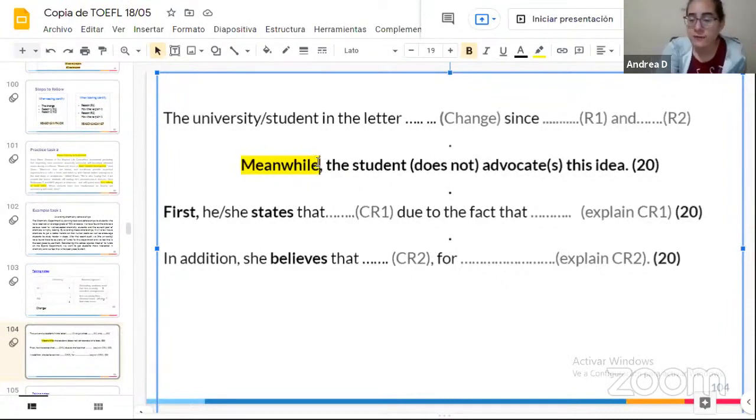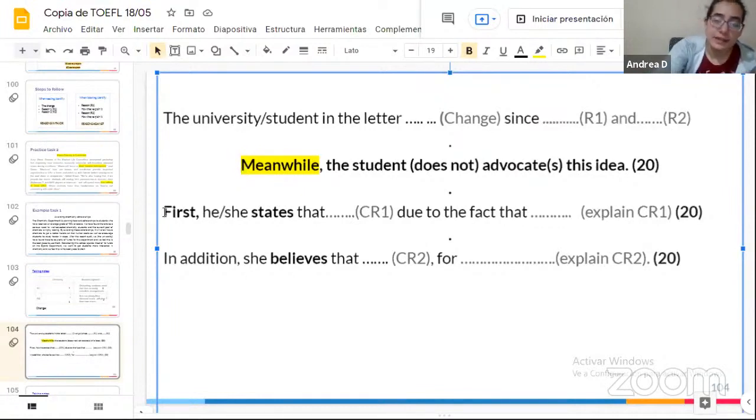But what happens if the student is in favor? I have heard people say, however, the student likes the idea, which doesn't make any sense, right? That's going to hurt your score because you're not using the correct transition. So I would say that this meanwhile is a pretty good one. It's completely neutral, and you can use it no matter what. So meanwhile, the student likes the idea, doesn't like the idea, is in favor of the idea, or likes the plan, or advocates the plan, whatever you want to say there.